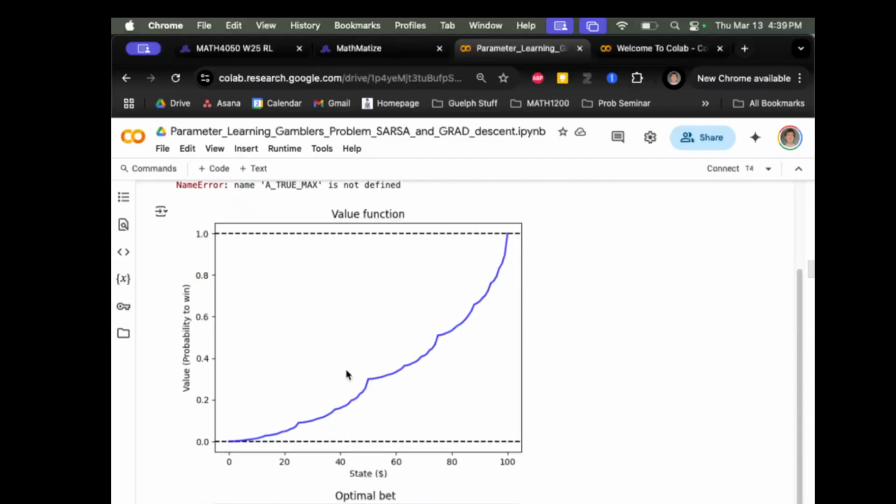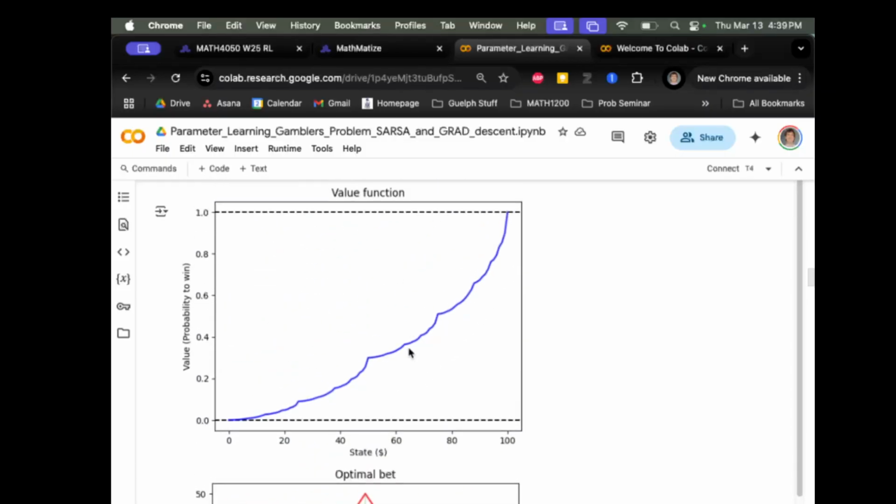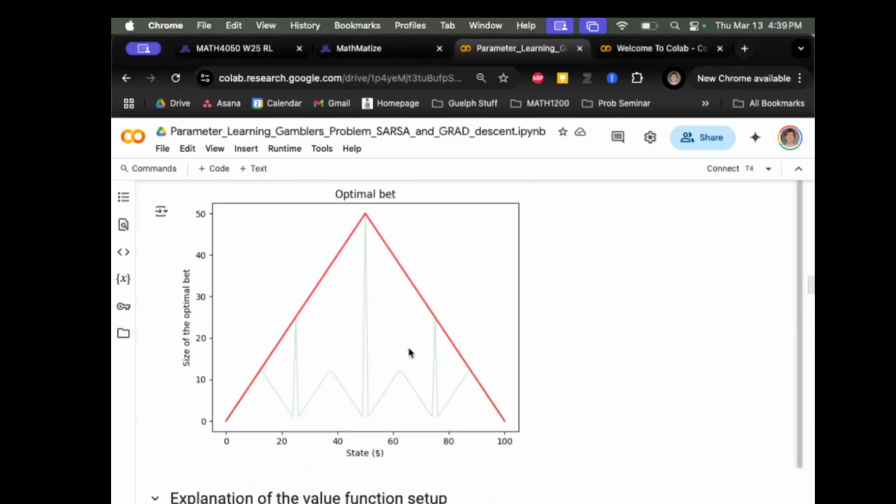Here's the exact answer for the value function. If you're at state 0, you have $0, then you definitely lose. If you have 100, you definitely win, and it has some cool fractal-y shape in between. If you're at $50, you have right around a 30% chance to win. Actually, I think it's exactly 30%. If you're at $50, you should bet your $50, and if you win, then you win. Otherwise, you immediately lose. And the optimal bet size looks like this. You should bet all your money, basically, and get this cool fractal curve. Okay, that's the exact answer.